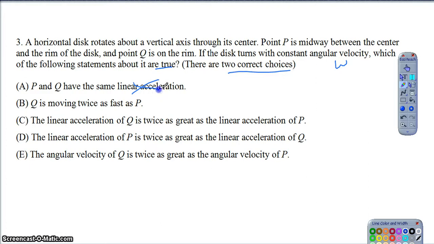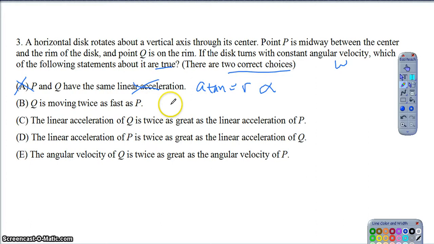Well, that's not true. The linear acceleration would depend on both the tangential and the centripetal acceleration, and each of those measurements is going to depend on r. We know they're going to have the same angular acceleration, but since they have different radii, they're going to have a different linear acceleration resulting from them. So that one's definitely not true. Option B, however, is true. Q is moving twice as fast as point P.